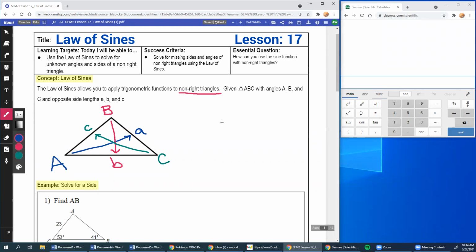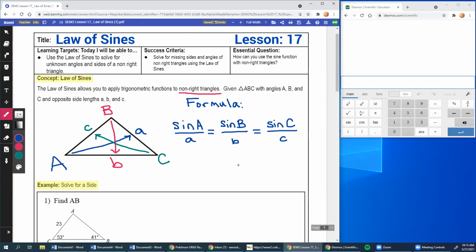So now let's talk about our formula for the law of sines. The law of sines is a proportion. It states that sine A over side a is equal to sine B over side b, which is also equal to sine C over side c. As you can see, angles on top, sides on the bottom.